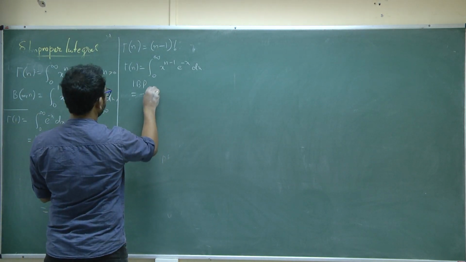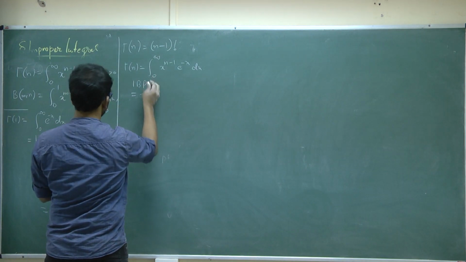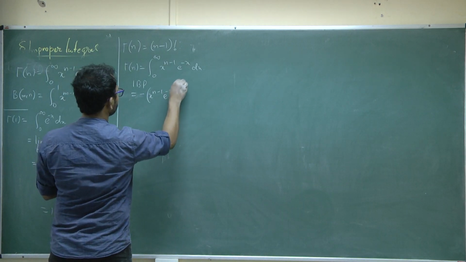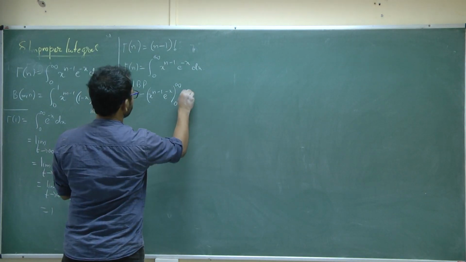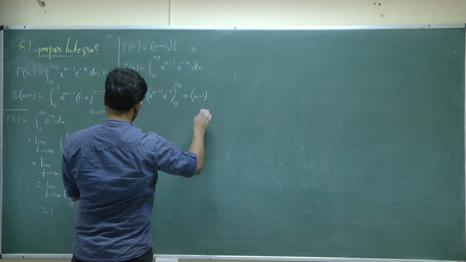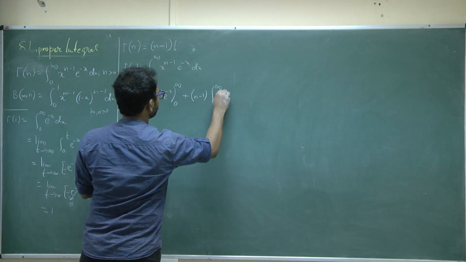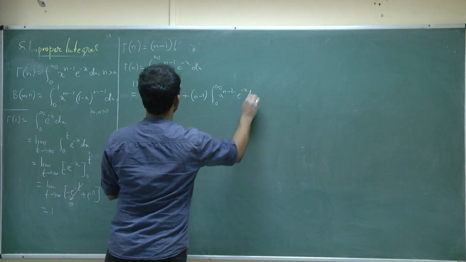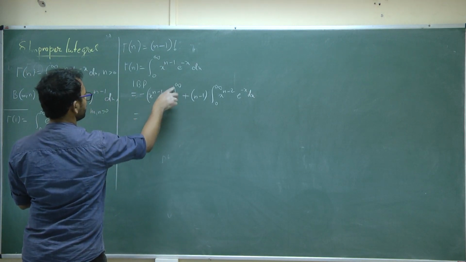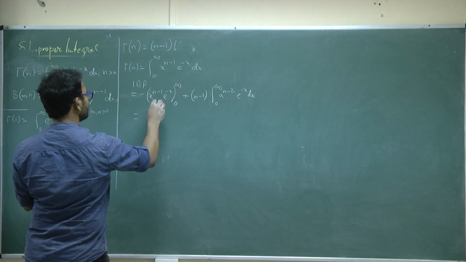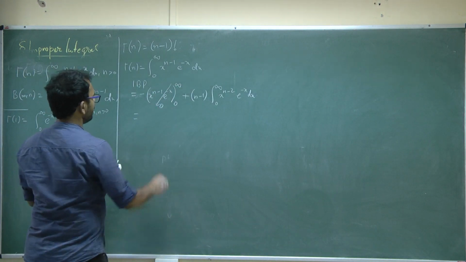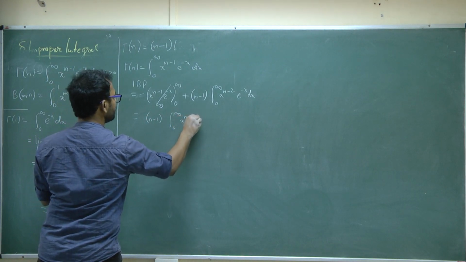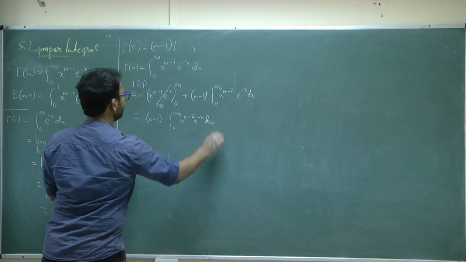If you integrate by parts, it will give you minus x to the power n minus 1, e to the power minus x, evaluated from 0 to infinity, plus n minus 1 times the integral from 0 to infinity of x to the power n minus 2, e to the power minus x dx. All right. When x is infinity, this thing goes to 0. When x is 0, this again goes to 0. So this entire boundary term goes to 0. Now we have n minus 1 times the integral from 0 to infinity of x to the power n minus 2, e to the power minus x dx, right.